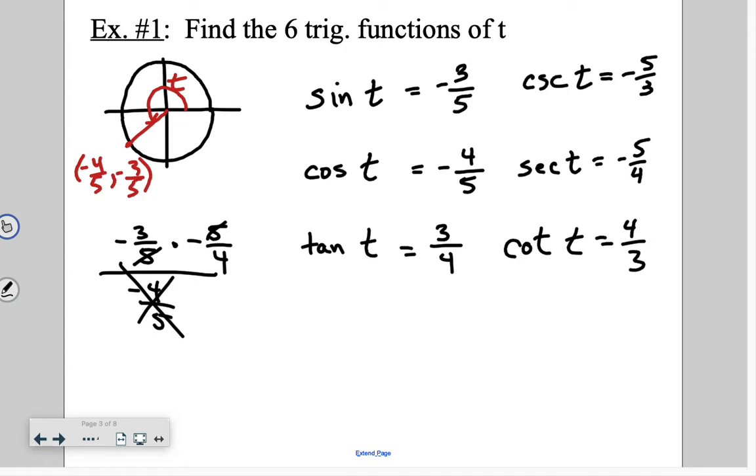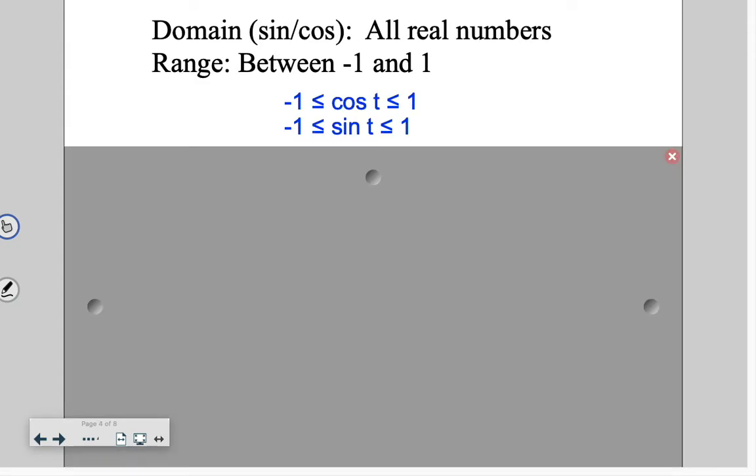That's where tangent came from. That's where all the other reciprocal ones came from. Okay? So again, sine and cosine are always your two most important. Those are the ones we're going to focus on. Okay? All right. Here we go. Here's kind of the one slide where we've got the new information for today. Okay? Put together in one slide.